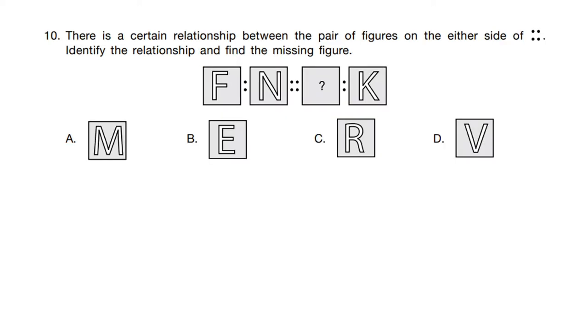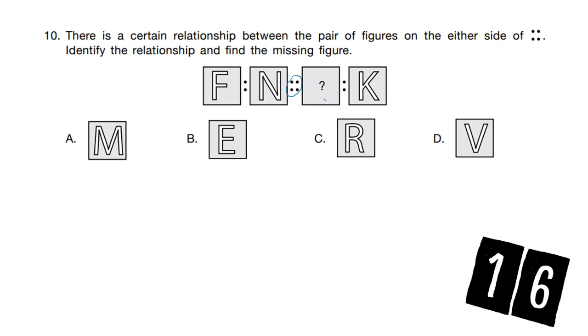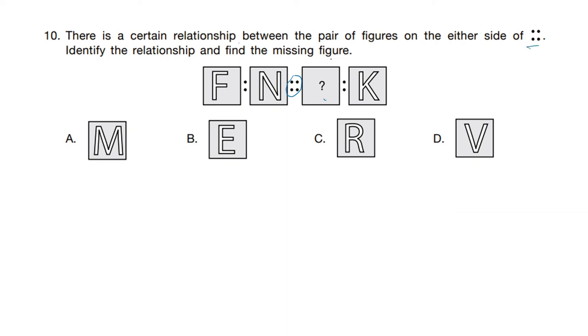Now this is our last and final question. Pay attention and find the missing block such that either side of these four dots have a relationship. Identify it and find the answer. Well, now if you look carefully, in the first pair, there are two sleeping lines in the first letter and one slanting line in the next figure. That means the number of slanting lines is one less than the number of sleeping lines.